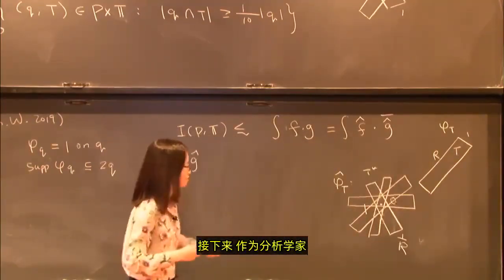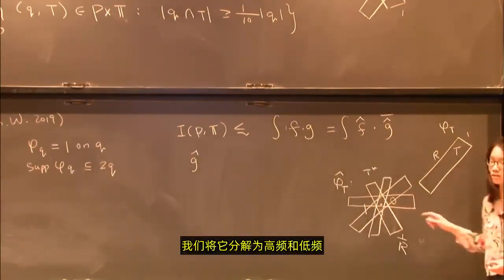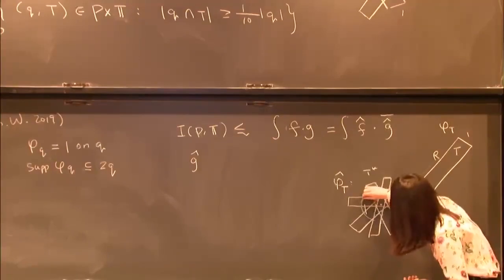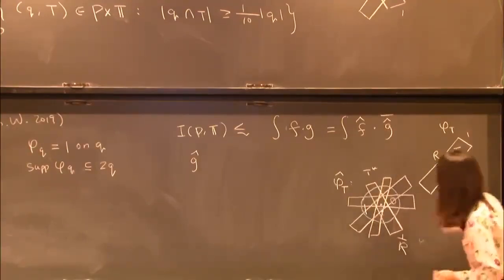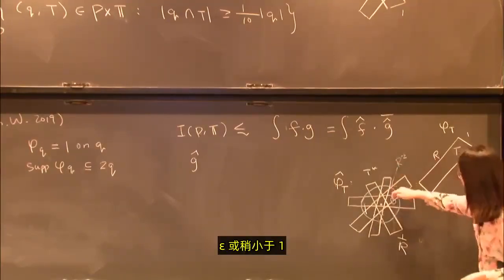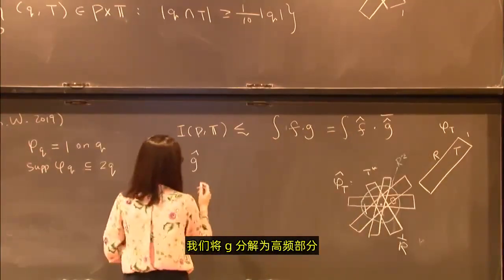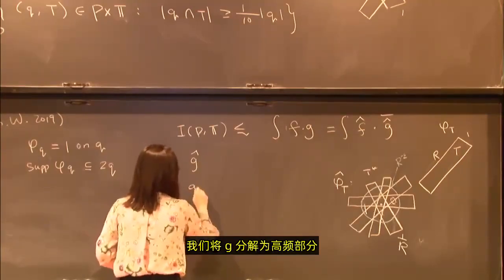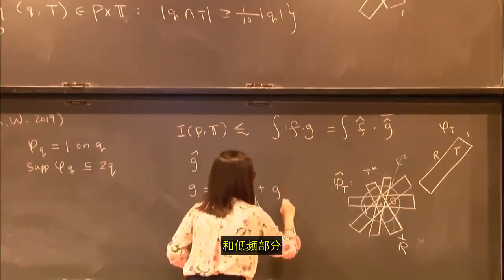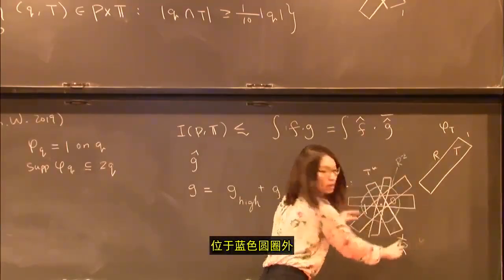And the next thing that, as analysts, we usually do is we decompose into high frequency and low frequency. So let's say here at some r to the minus epsilon, or something slightly smaller than 1. And we decompose our g into g high frequency and g low frequency. So high frequency is the part of g hat that's outside of this blue circle.